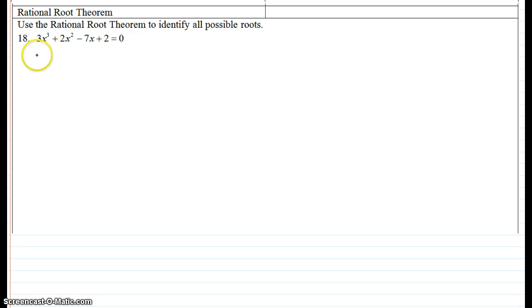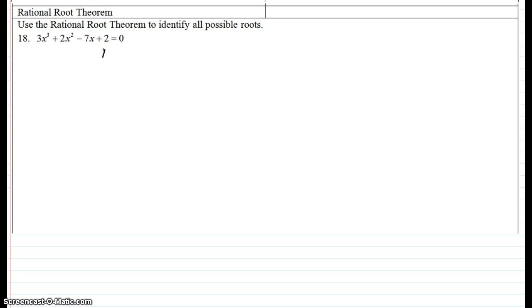Alright, so we're going to do number 18, and notice it says use the rational root theorem. Since it says that, probably means you can't factor this thing by grouping. If you notice, you could take an x squared out, and that would leave you with 3x plus 2. The only thing you could take out here would be a 1 or a negative 1, and so the inside of the parentheses wouldn't work. So we do definitely need to do our rational root theorem.